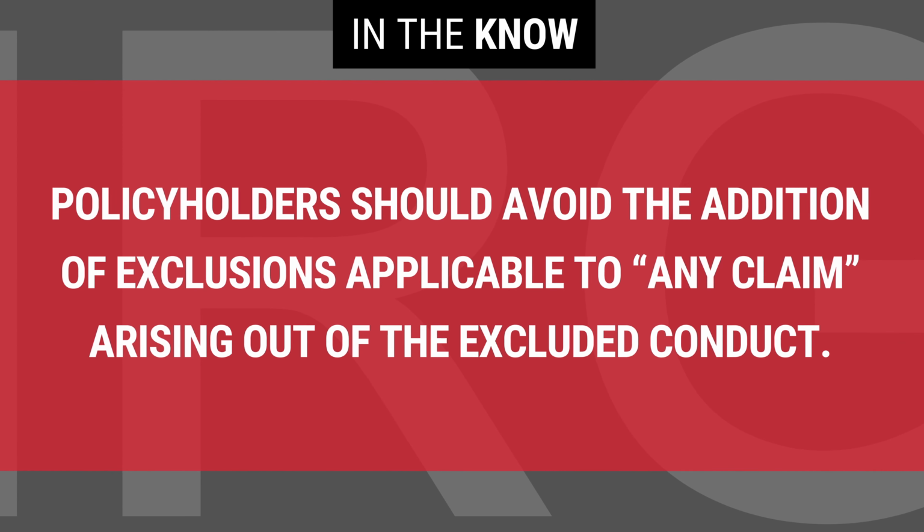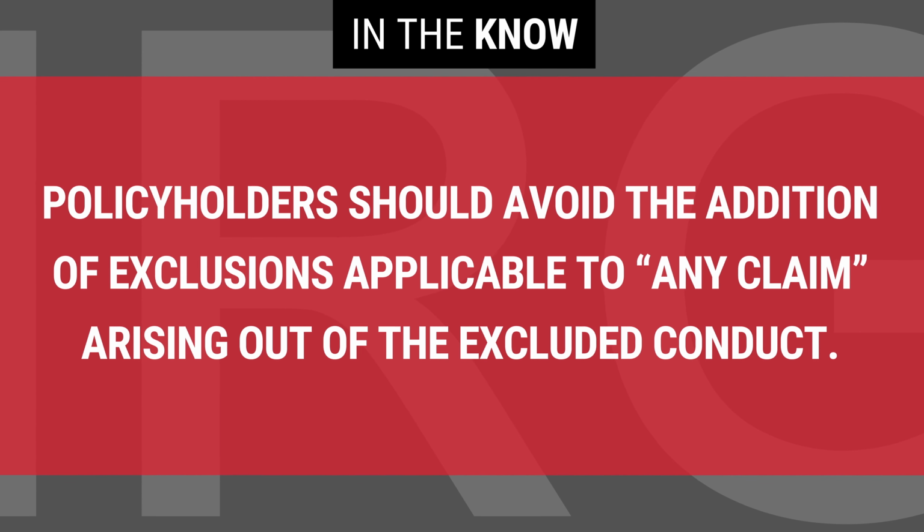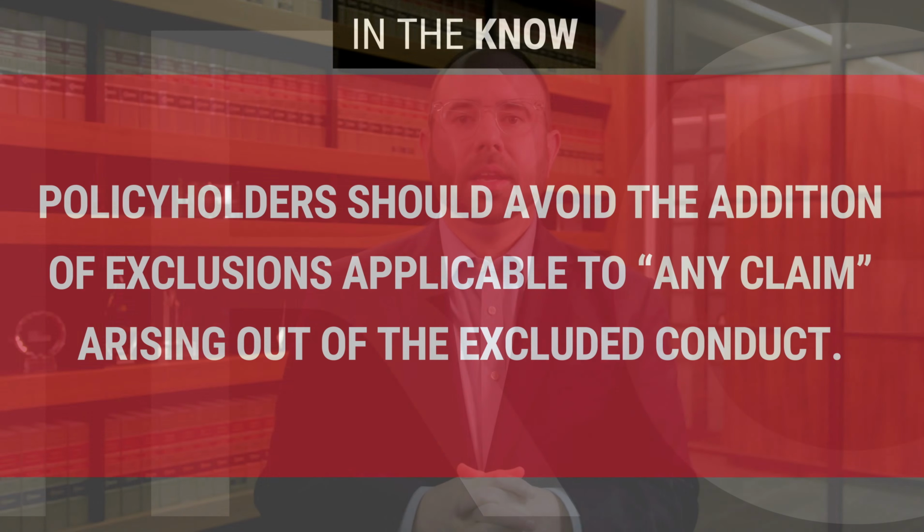Third, policyholders should avoid the addition of exclusions applicable to any claim arising out of the excluded conduct. Insurers like to argue that such language means the policy bars coverage for the entire lawsuit, even where there are other clearly covered claims. To cut off this argument, policyholders should include language making clear that the exclusion applies only to that portion of loss or such damages attributable to the excluded conduct or circumstance.